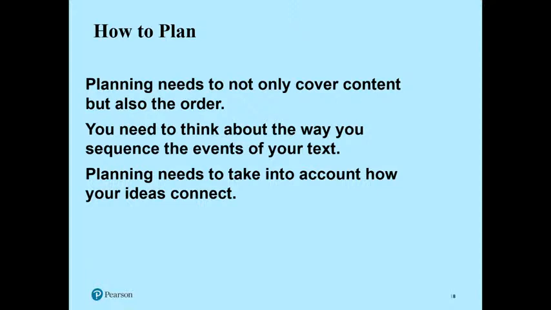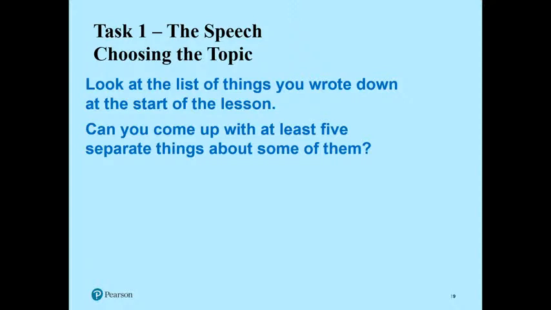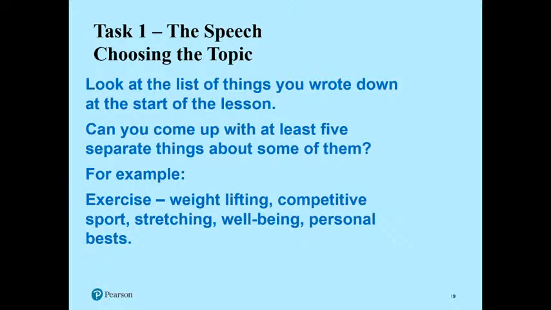So your planning needs to take into account how your ideas connect, how they are going to work together. So have a look at the list of things you wrote down at the start of the lesson, the things that you were interested in. And I want you to think, for some of them, can you come up with at least five separate things to say about them? So for example, one of the things I'm interested in is exercise, exercise for your mental health and well-being and stuff like that.